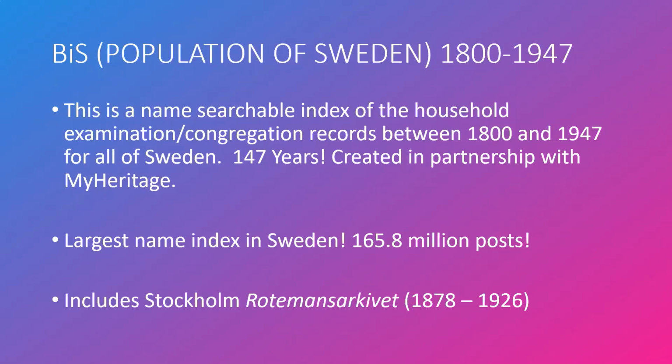165.8 million posts. It also includes the Stockholm Rotemans archive for the years 1878 to 1926. Now, why is this important? Because in Stockholm City, in the very large parishes, they stopped creating household books in 1878. And instead, there was this Rotemans Institute that was created that was responsible for maintaining the population statistics. And that lasted until 1926. Now, however, if you are trying to search for someone in one of the large parishes within Stockholm between 1927 and 1947 on this index, you're not going to find that person because there was no congregation book or no records from the Rotemans archive.